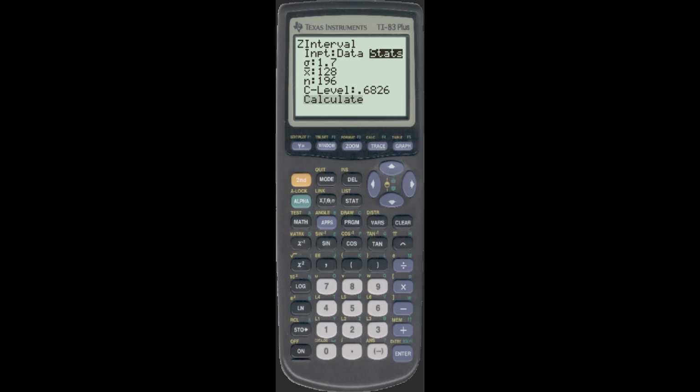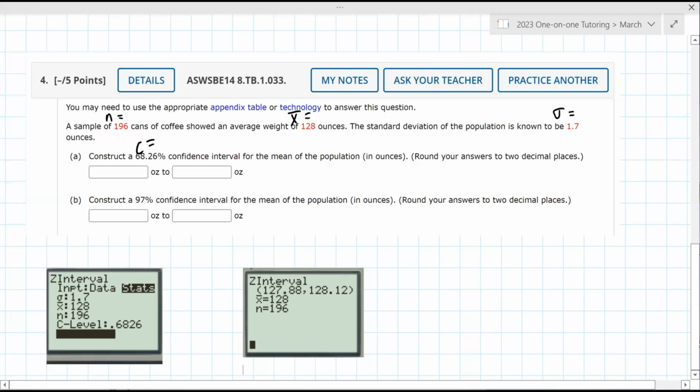And then let's go to calculate here. All right. Okay. So 127.88 to 128.12. Go back to the other screen. All right. And that is the first one there, round to 2 decimal places. So it's already done that for you.